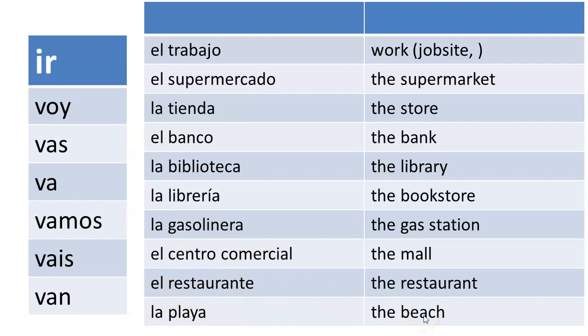So you can say that you go to all of these places. So for example, I go to work, voy al trabajo, I go to the supermarket, voy al supermercado, I go to the store, voy a la tienda, I go to the bank, voy al banco, I go to the library, voy a la biblioteca, I go to the bookstore, voy a la librería, I go to the gas station, voy a la gasolinera, I go to the mall, voy al centro comercial, I go to the restaurant, voy al restaurante, I go to the beach, voy a la playa.